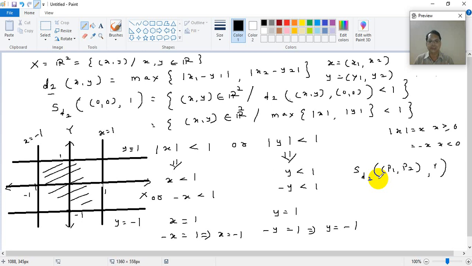This is the message we got from this lecture: if we change the metric and keep the set the same, see, the underlying set was R2, but we changed the metric, the open sphere changes. Okay, so I hope you understood this message from this lecture, and the 2 exercises I have given. Try those exercises, draw those figures. You will get the idea from whatever we have solved here.